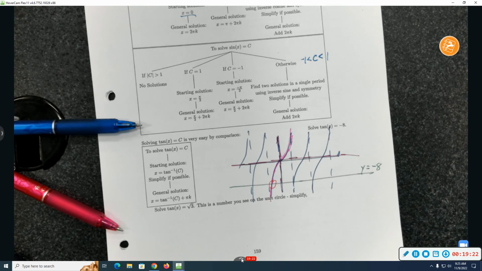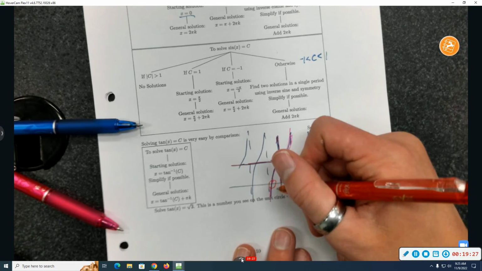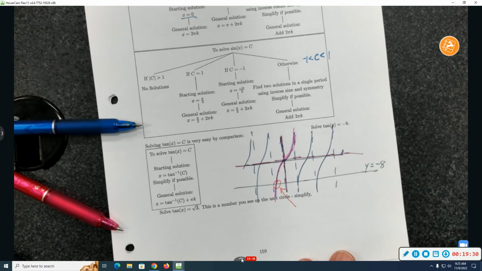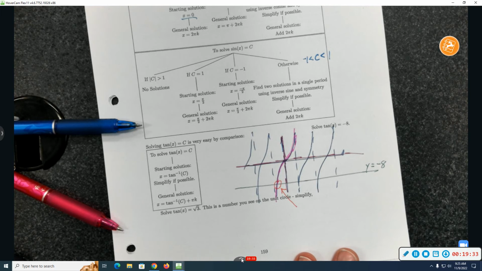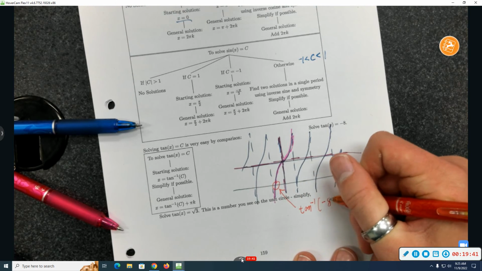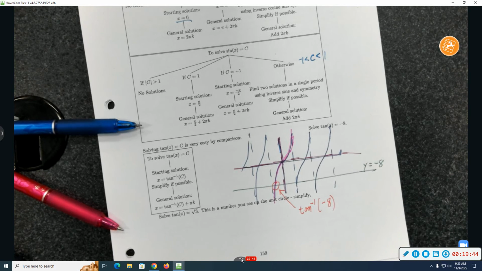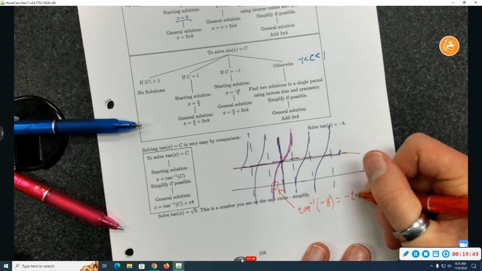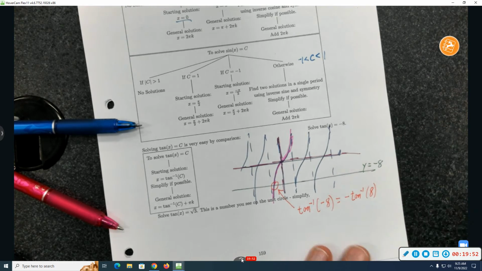It has to do with inverse tangent, though. I want the x value that gives you a y value of negative 8. That means I want inverse tangent of negative 8, which is whatever it is. I guess you could say, well, inverse tangent is odd, so maybe you could rewrite that as negative inverse tangent of 8. But without a calculator, you can't compute that. I don't see an 8 on the unit circle that we filled in, so I don't know what inverse tangent of negative 8 is.